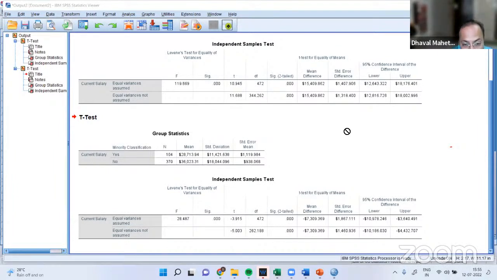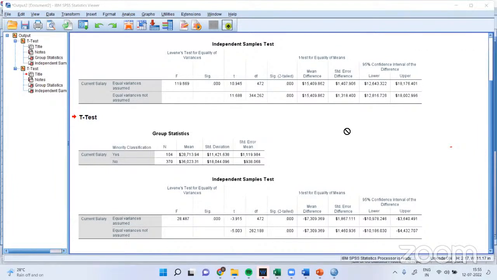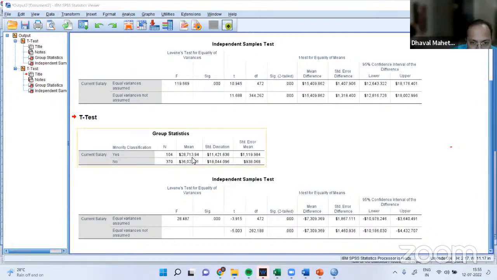Okay. Now again interpret. Those whose presence in minority is there, their average salary is $28,000. And those who are not in minority, their average salary is $36,000. This is a US data set, right? So you'll write down that if a person is not present in minority, the average salary is $36,000. If he is present in minority, $28,000. The difference is there.